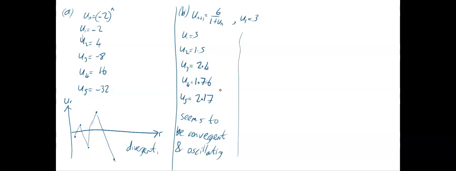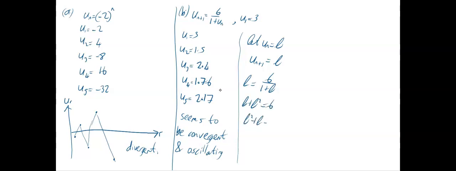So we're going to have to say let un equal L, and also, most importantly, un plus 1 equal L. So L is equal to 6 over 1 plus L, and then we'll just multiply across, and you're going to get L plus L squared is equal to 6, or L squared plus L minus 6 is equal to 0. And this one factorizes, that's going to be L plus 3 times L minus 2 is equal to 0. So you've got L plus 3 equal to 0, that means L is equal to minus 3, or L is equal to 2.